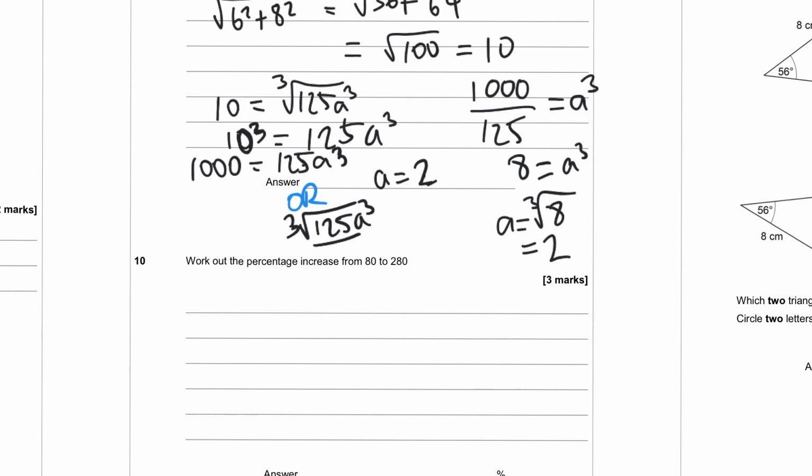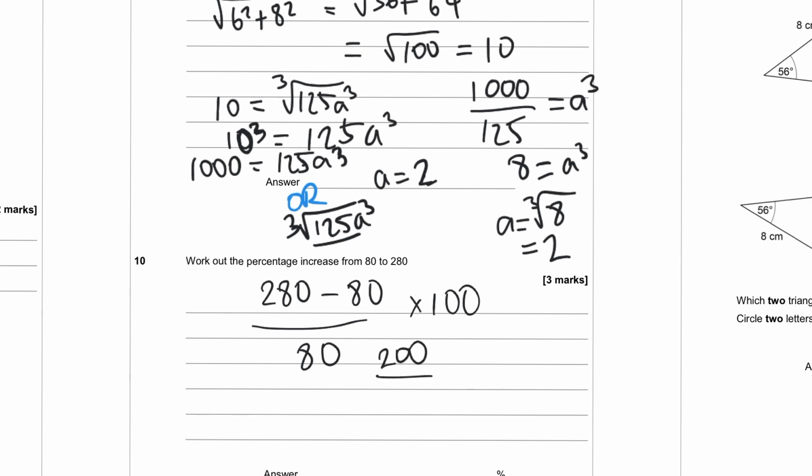All right, so question 10, it says work out the percentage increase. Love these questions. So to work out any percentage change, you always want to do your new value, which in this case is 280, minus the original value, over the original, times by 100. So 280 minus 80 will just leave us with 200. 200 divided by 80 times by 100. So 200 divided by 80, cancel the zeros, makes life easier for you. So you're left with 20 divided by 8.